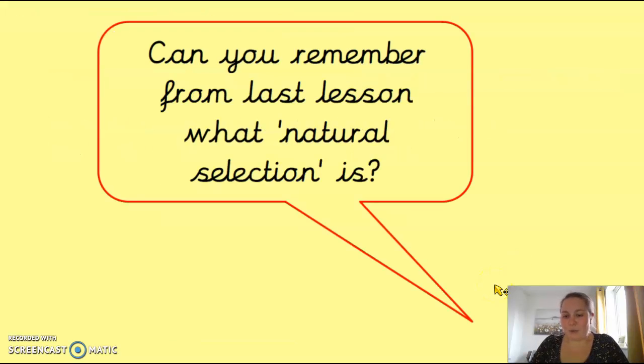Can you remember what natural selection actually means? Hearing the story might have helped. You might remember from our learning on Charles Darwin in the last lesson. Natural selection is Charles Darwin's theory of evolution, how animals have changed over time. He thinks that natural selection explains how animals have changed.